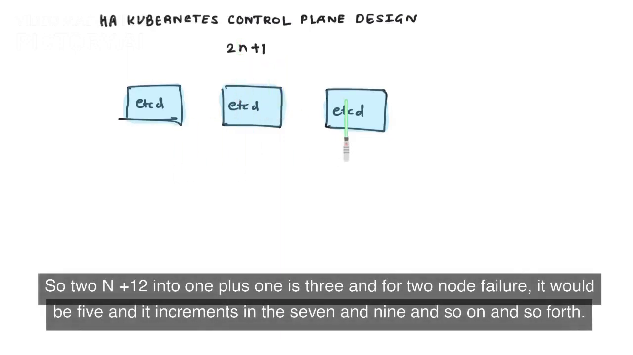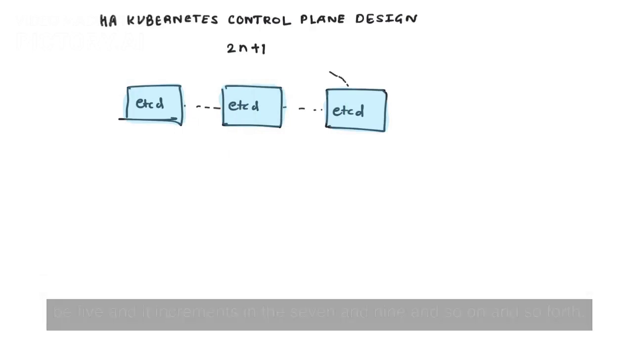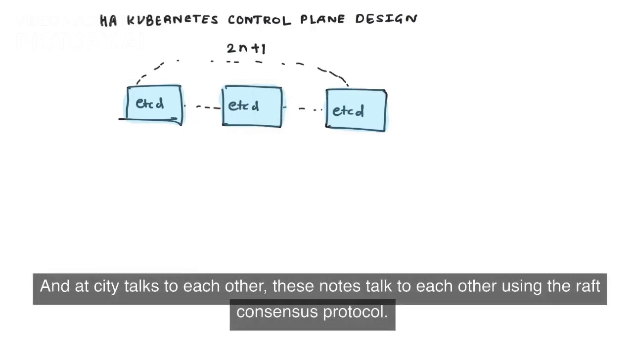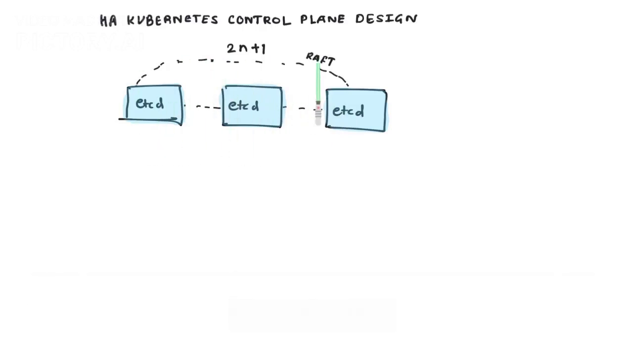So 2n plus 1, 2 into 1 plus 1 is 3. And for 2 node failures, it would be 5. And it increments to 7 and 9 and so on. And the etcd nodes talk to each other using the Raft consensus protocol.